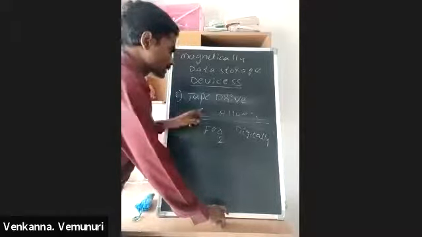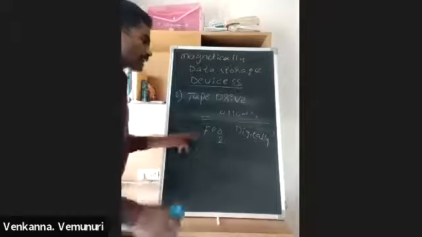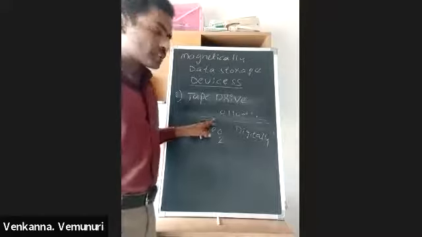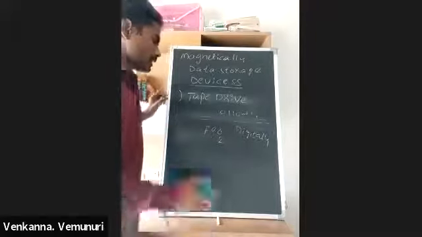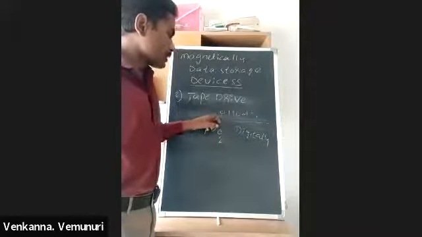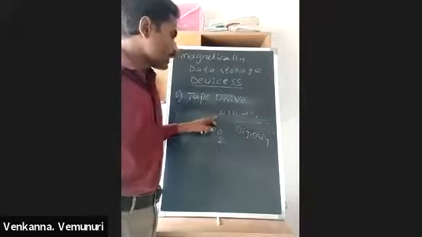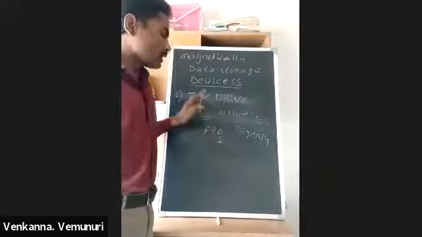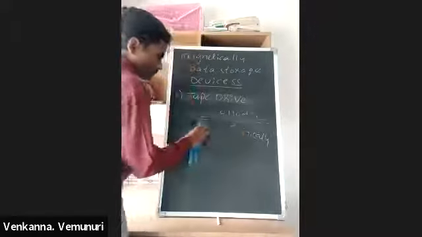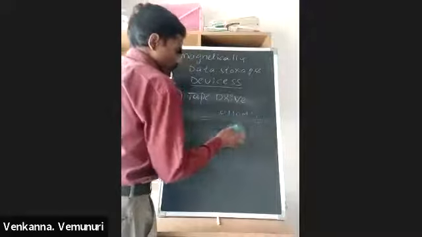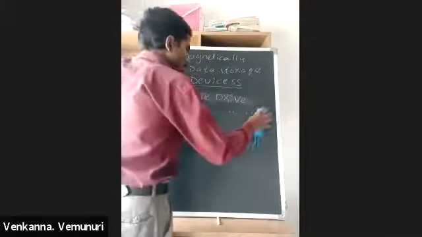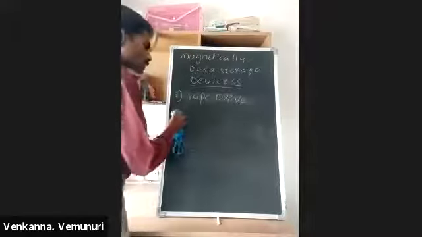In this, what is the media? The media is the cassette, that is, the ferric oxide coated reel. That is the media, and data is stored magnetically on this tape. This tape is a ferric oxide coated reel. And this tape drive is used for large amounts of data storage.